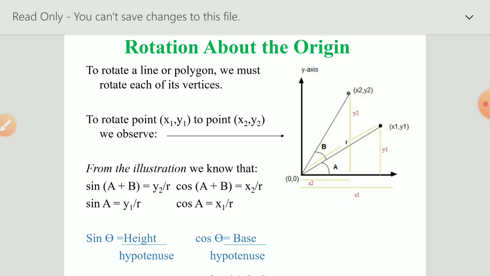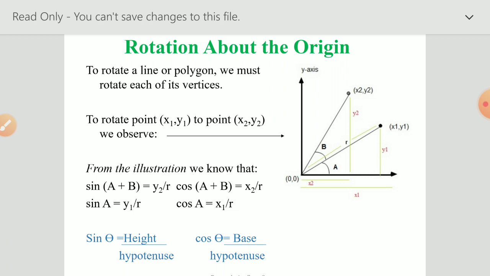To rotate a line or polygon, we must rotate each of its vertices. Yes, to rotate or transform any object, we need to transform its coordinates one by one. So we will apply this type of transformation to only one coordinate, and a similar method will be applied to the other coordinates.